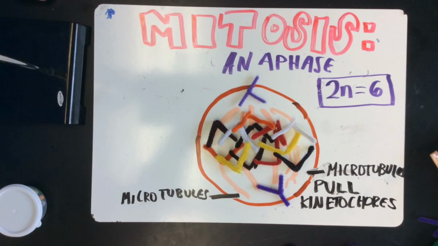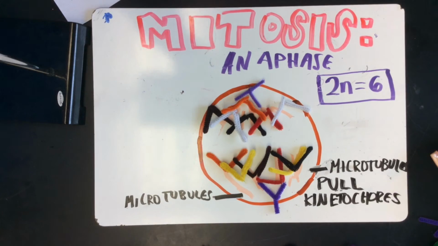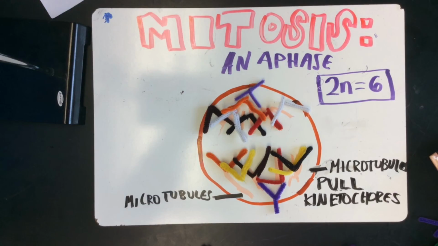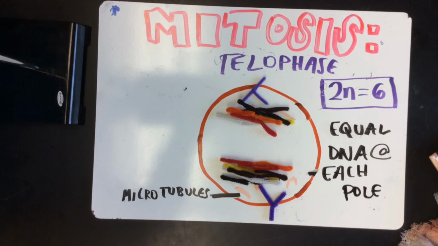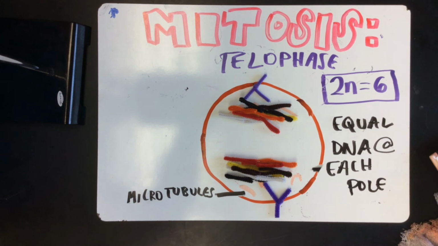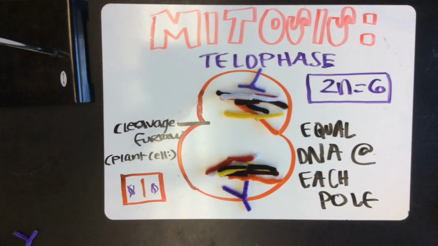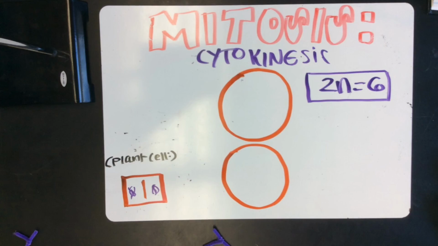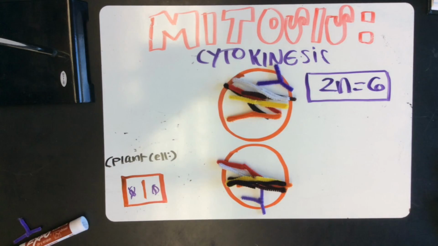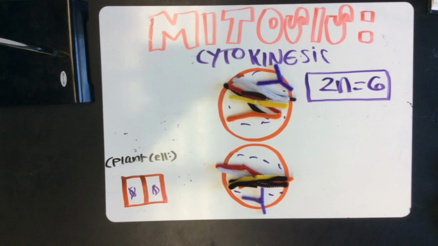In anaphase, the kinetochore microtubules shorten, so two daughter chromosomes are pulled to opposite poles of the cell, and the cell elongates. In telophase, there are equal chromosomes at each pole. Two daughter nuclei form, and the nuclear envelope arises, and the chromosomes are less condensed. Next is cytokinesis, where the formation of a cleavage furrow pinches the cell in two in animal cells, and in plant cells, vesicles fuse to the cell plate to form a new cell wall.